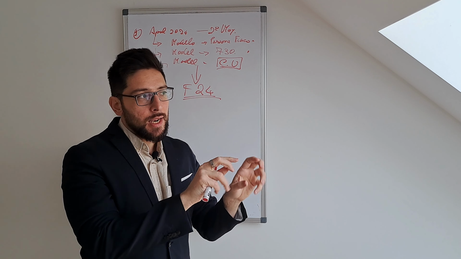So you say accept, you send this model to the Italian tax agency website, and then the Italian tax agency asks you from which bank it has to take the money to pay taxes. And in this case, for this procedure, you always have to provide an Italian bank account. So you cannot pay the F24 model if you have a foreign bank account, okay? This is important to know.